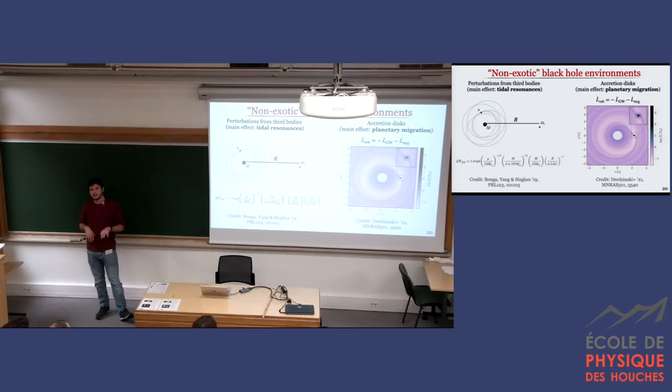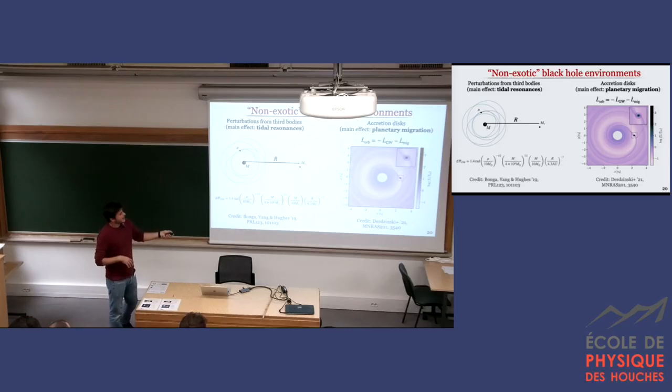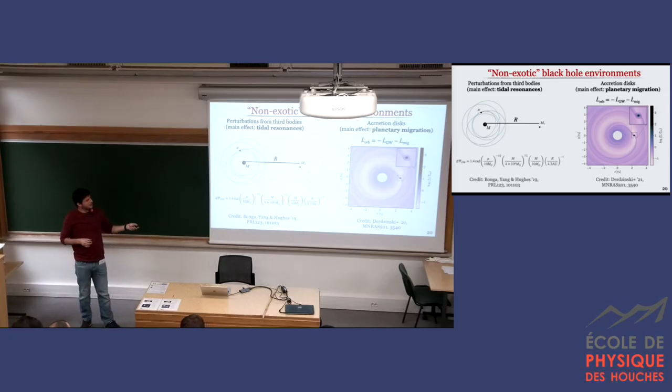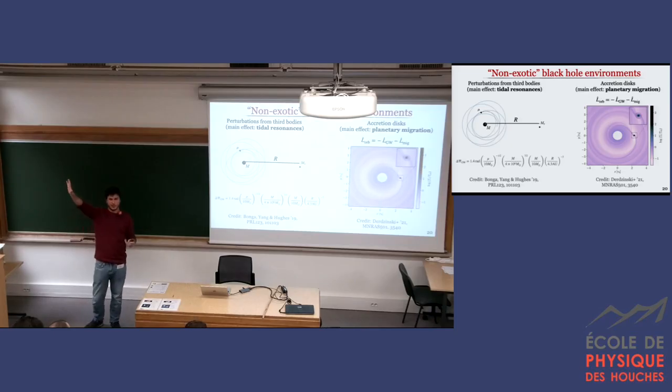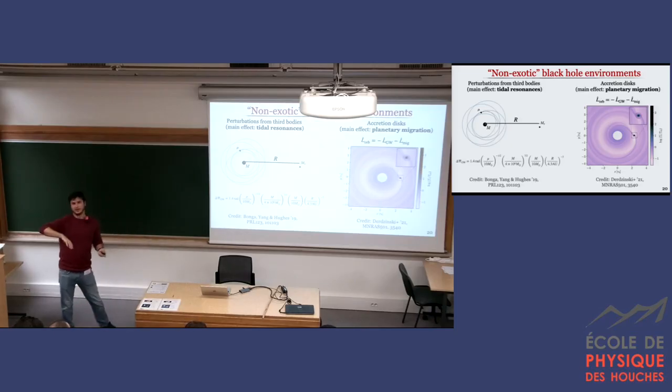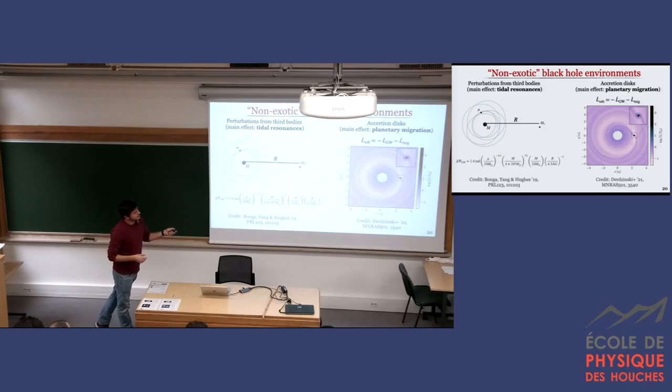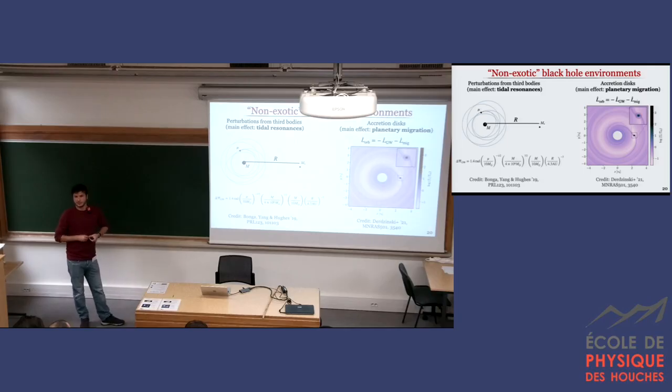And so planetary migration is also related to something called dynamical friction. It's basically related to the back reaction of these perturbations on the small body. So as the object moves in the accretion disk, it creates these spiral arms, and the spiral arms create a torque on the small body, and basically change the angular momentum of your small body. And you can add it on top of the gravitational wave emission.